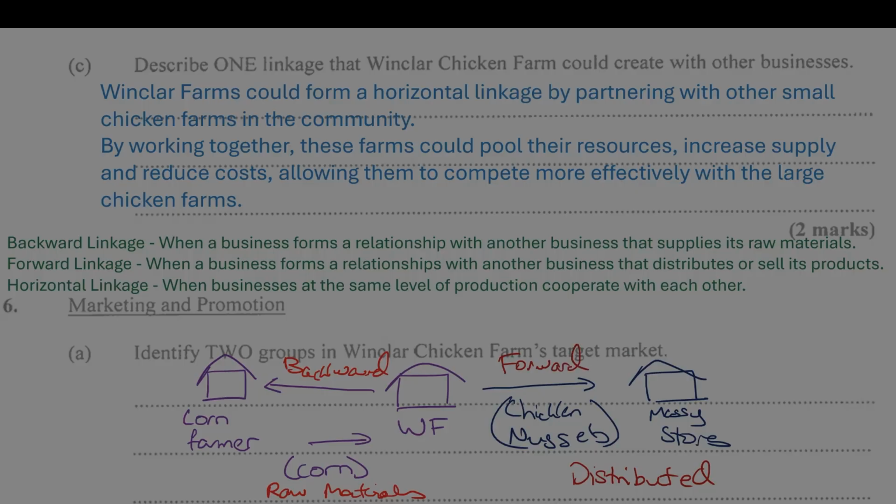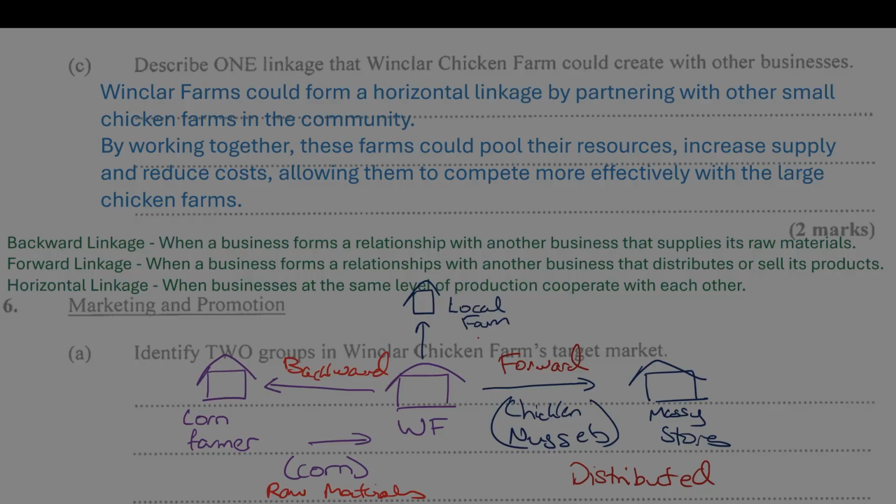Lastly, we have a horizontal linkage. This is when businesses at the same level of production cooperate with each other. So for example, let's say Winkler Farms teams up with another local chicken farm. This is just another local chicken farm. So both of them team up to pool their resources.